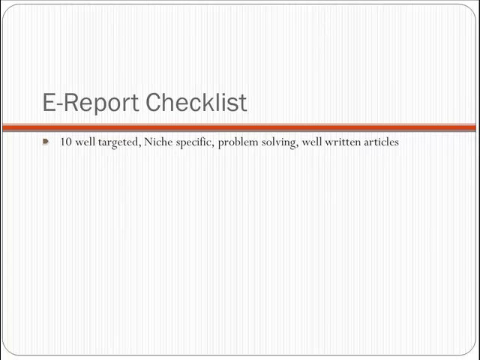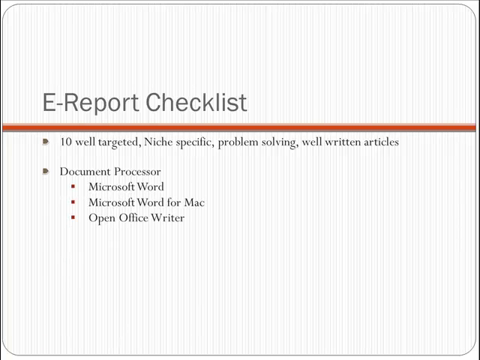Here's your e-report checklist. You're going to need 10 well-targeted, niche-specific, problem-solving, well-written articles. You're going to need a document processor. You can use Microsoft Word, Microsoft Word for the Mac, or Open Office Writer. So openoffice.org again has a nice one just like Microsoft Word. If you want a free route to go, it works very good.